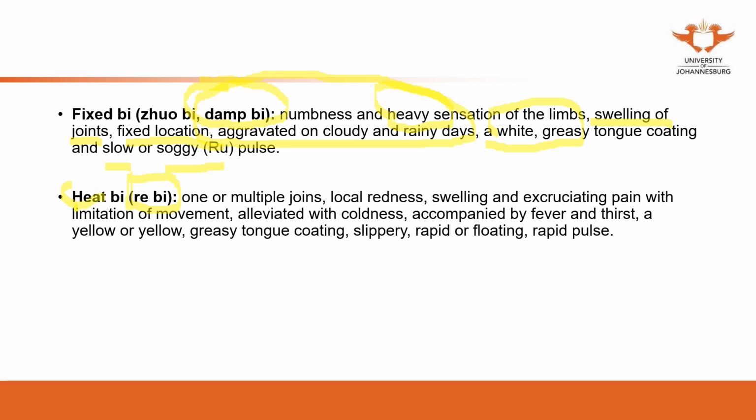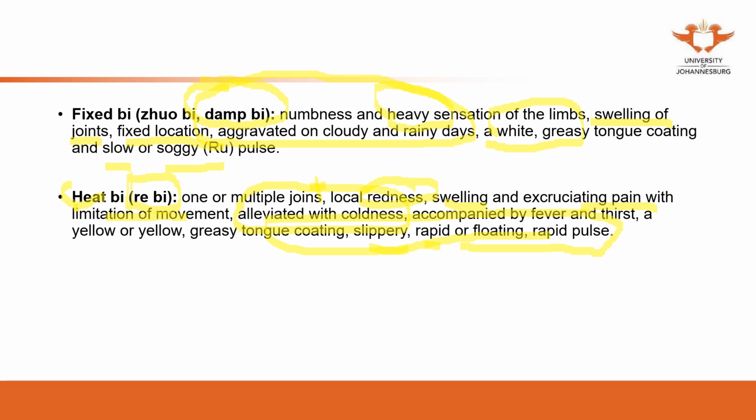Heat bi. Due to heat, it can be one or multiple joints. The patient will present with redness, that's due to heat. Swelling, extreme pain with limitation of movements. The pain will be relieved by coldness. The patient may present with fever, thirst, or yellow greasy coating. Slippery, rapid floating pulse. These all indicate the heat.